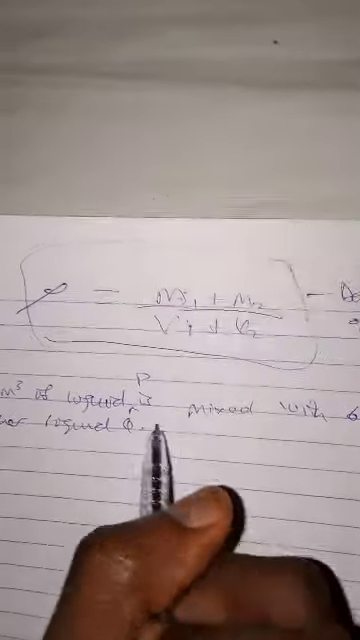JAM 1990, they asked this. 40 meter cube of liquid P is mixed with 60 meter cube of another liquid Q. If the density of P and Q are 1 kilogram per meter cube and 1.6 kilogram per meter cube, what is the density of the mixture?